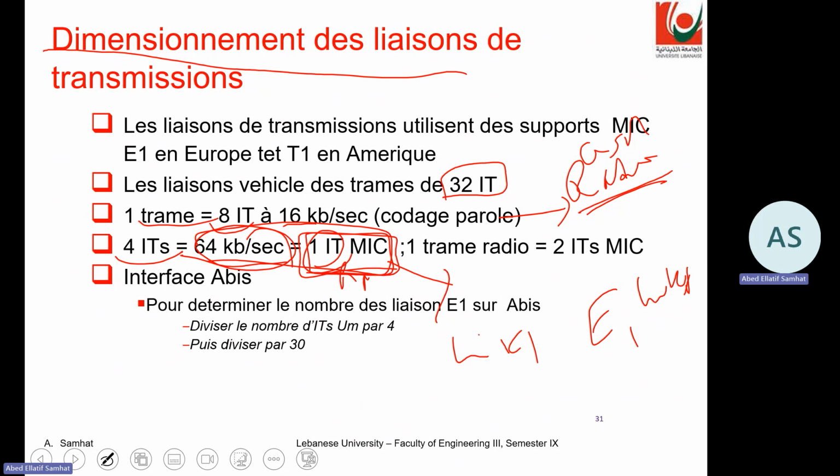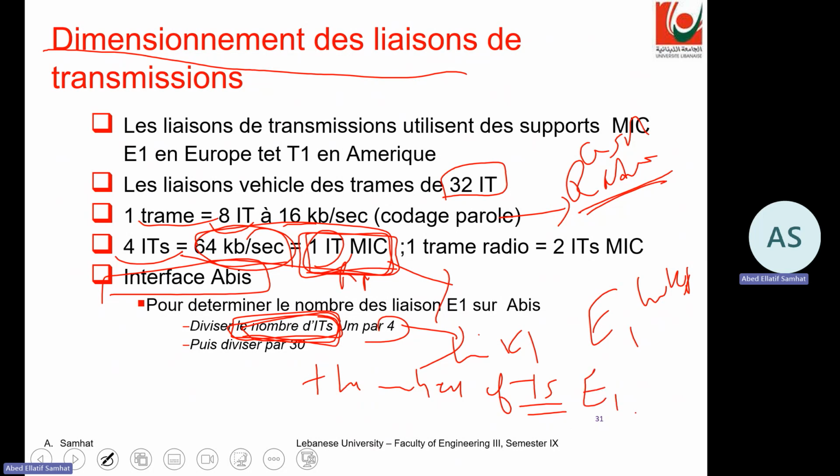So in order to find the capacity of the Abis interface, we divide the number of radio time slots over 4. When we divide by 4, we obtain the number of time slots needed at the link E1. To know how many links we need, we should divide by 30, because 2 are used for signaling. That's why we divide by 30 and not by 32.